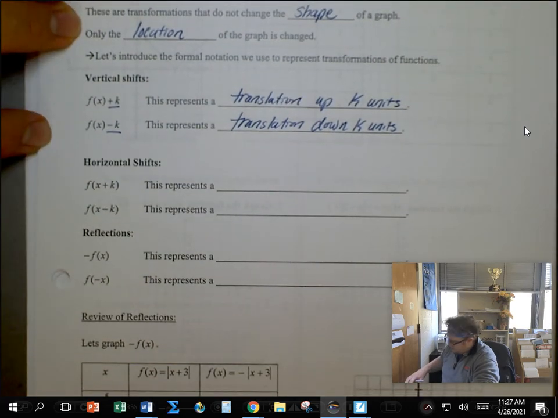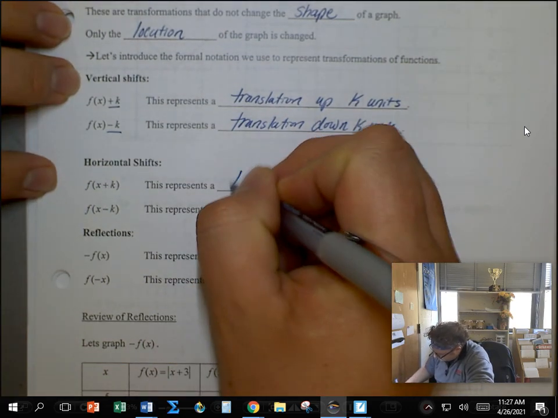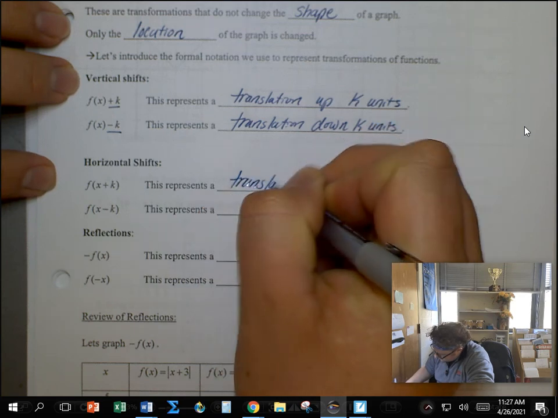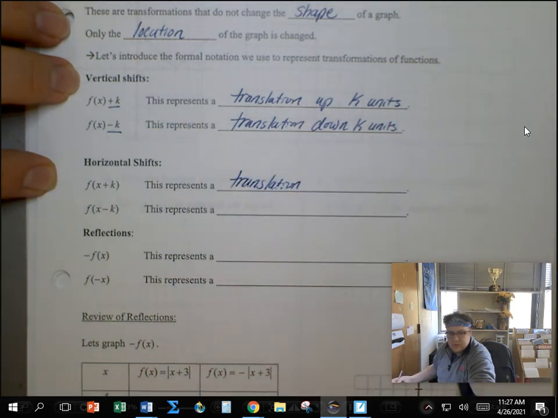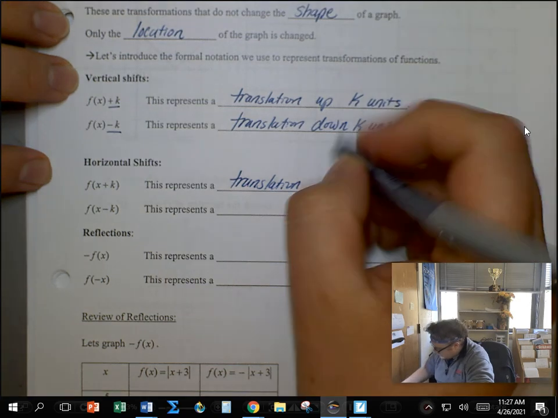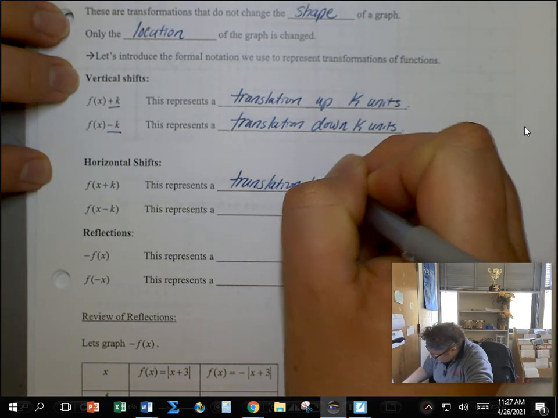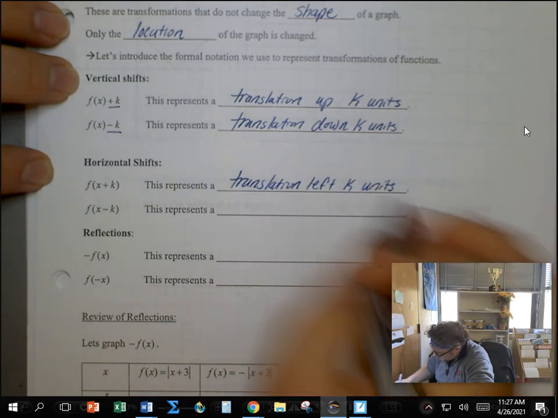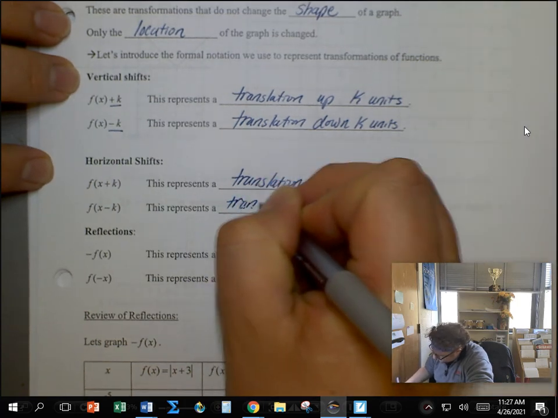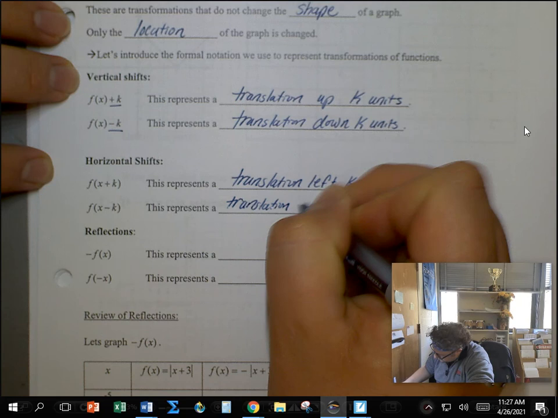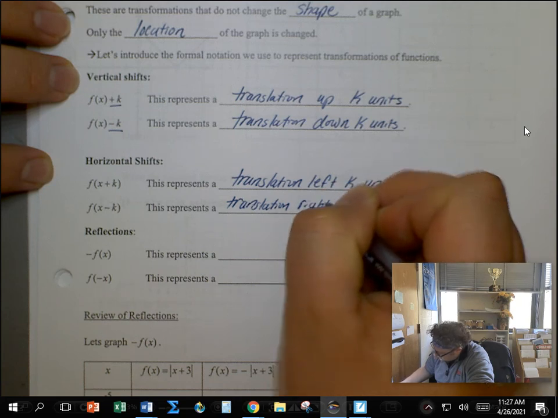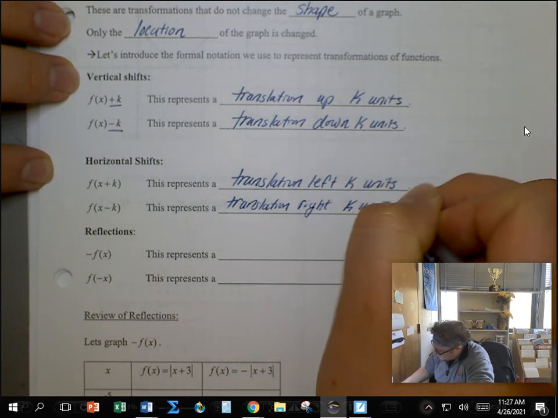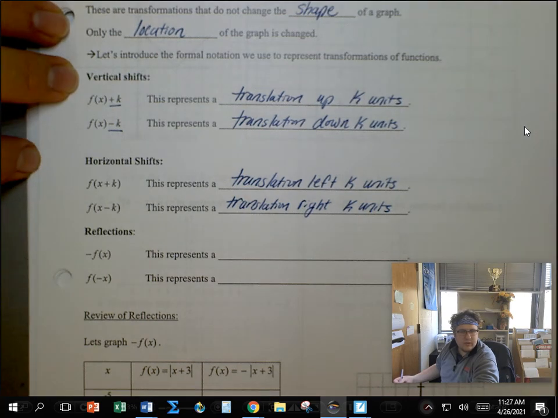And some of these might seem a little familiar, others not. So when you have a plus on the inside, it is a translation left k units. And this is going to be a translation right. And of course, k units, whatever direction that's in.